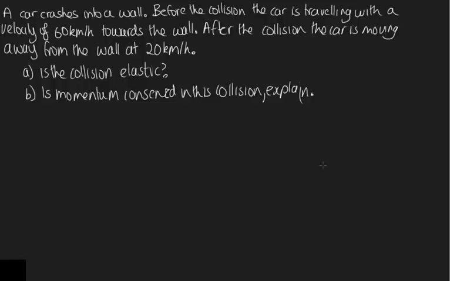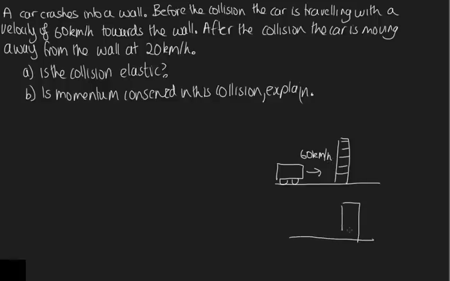Okay, so let's draw a diagram of what's happening. We've got a wall here, and here's our car travelling towards the wall at 60 kilometers per hour. And then afterwards, we've got our wall and we've got our car moving away. Should be a slightly shorter arrow. Let's make it a bit shorter, at 20 kilometers per hour.